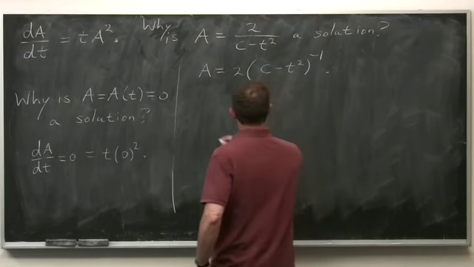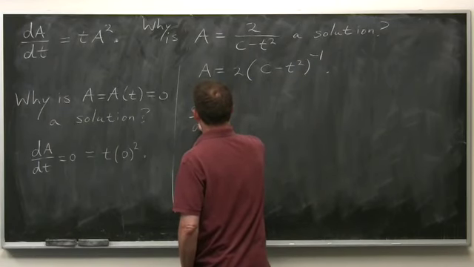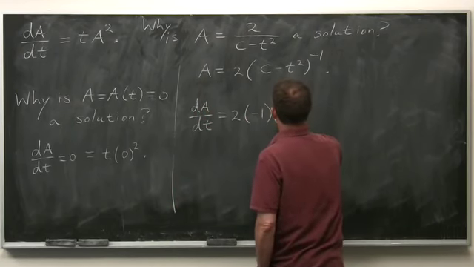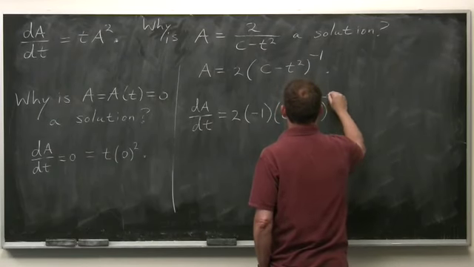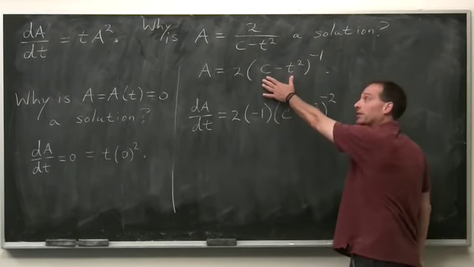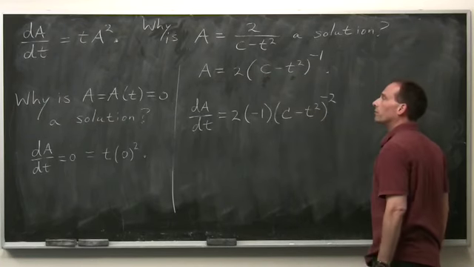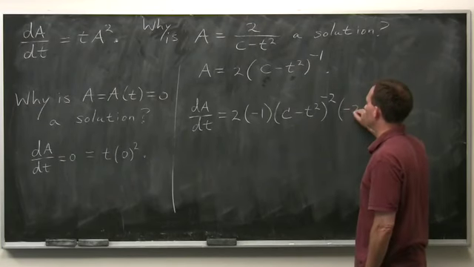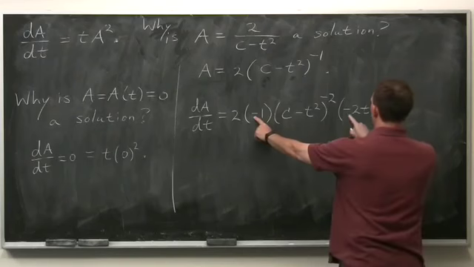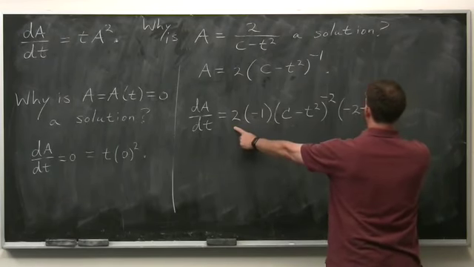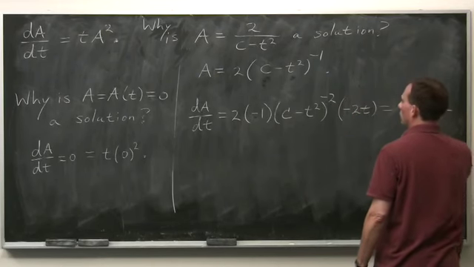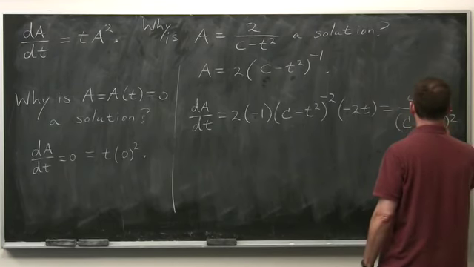So dA/dt. All right, 2 is a constant. Here you do the power rule. Subtract 1 from the exponent. But then by the chain rule, you have to multiply times the derivative of the inside stuff. So you have to multiply times the derivative of c minus t squared. The derivative of c is 0. Derivative of negative t squared is minus 2t. So what we get, there's a minus and a minus. So that's a plus 4t. And then this is divided, so we get 4t over (c minus t squared) quantity squared. Okay?